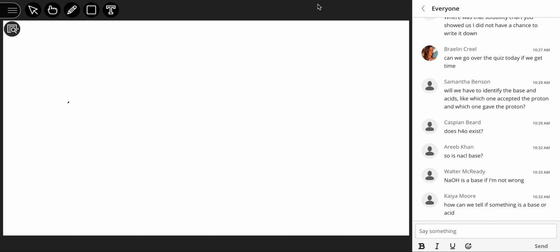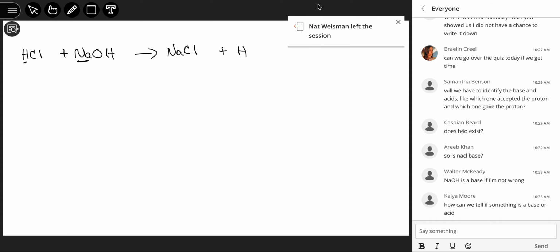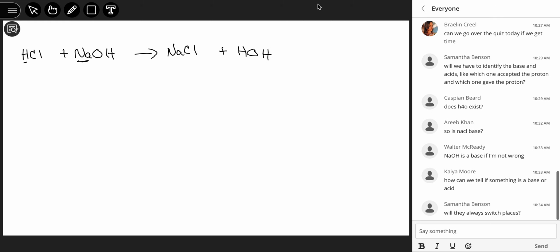Okay, so we have HCl plus NaOH makes, and then the H and the Na are going to switch places. So that'll be NaCl plus HOH, which is the same thing as H2O.